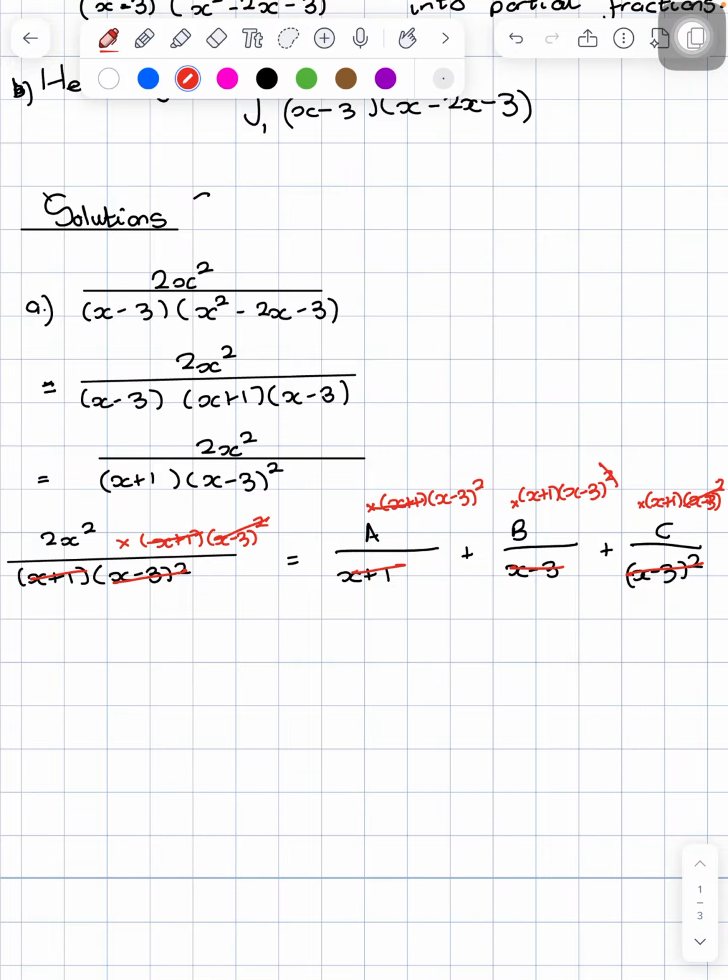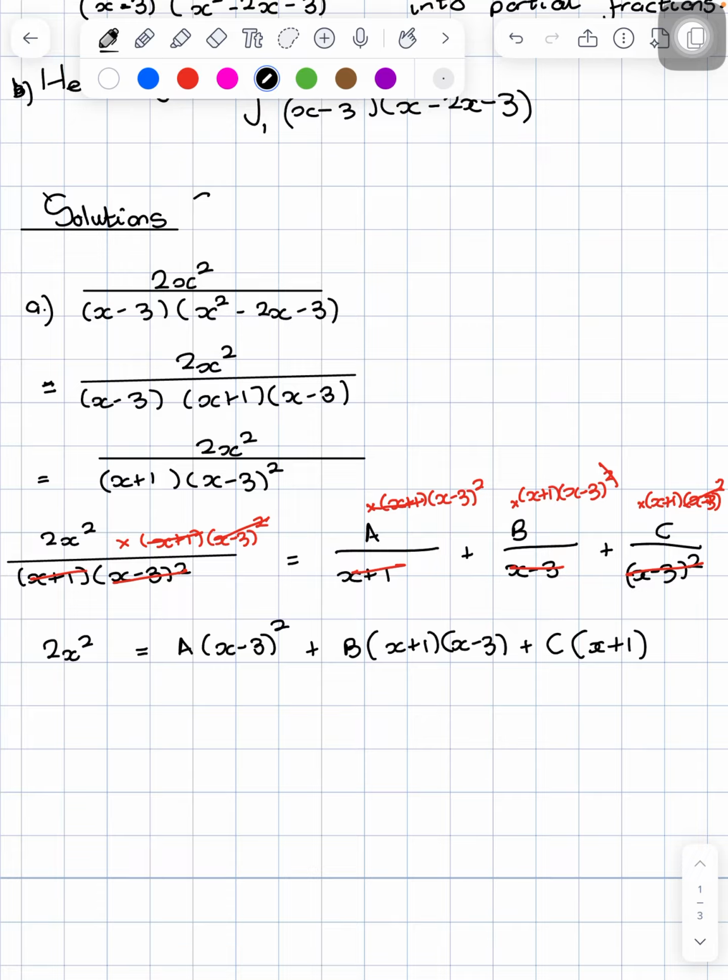Clear, right? Good. So next, on the left hand side, we are left with 2x squared, which is equal to, what is remaining on the right hand side? We have a being multiplied by what? x minus 3 squared plus, so we bring down that plus, b being multiplied by what? x plus 1, x minus 3. Clear? Plus c being multiplied by what? x plus 1.